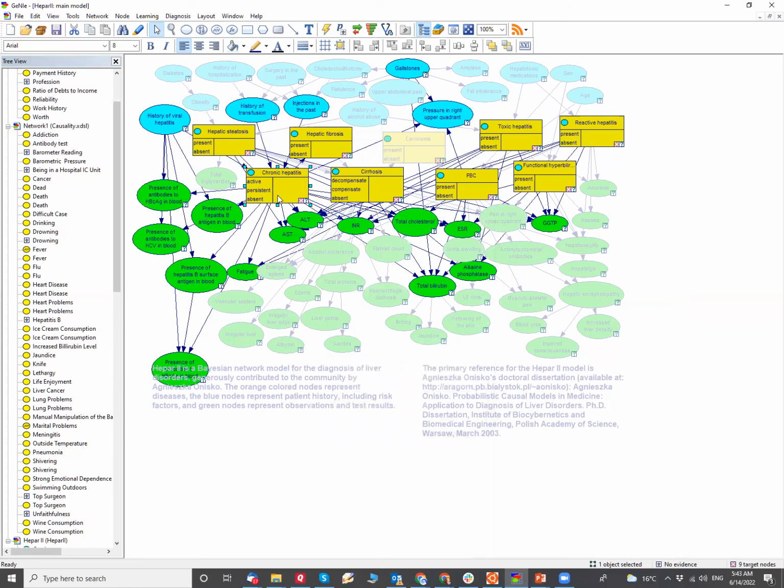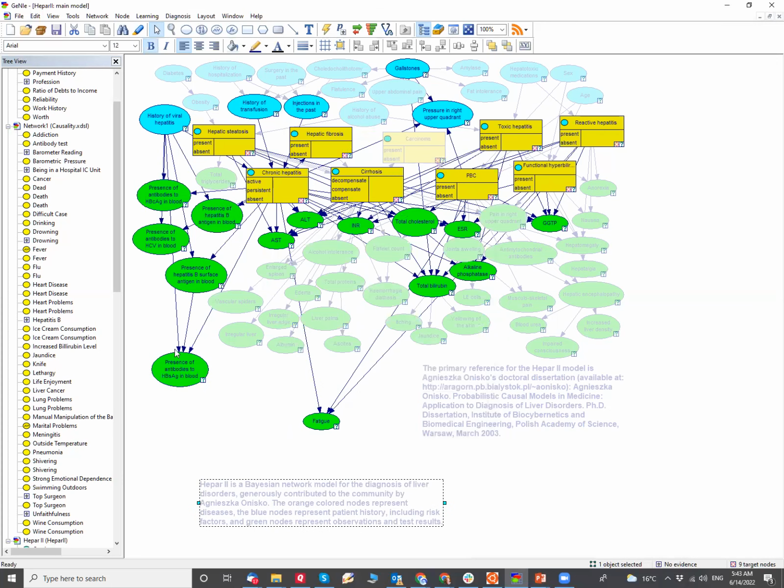Why? Well, you need parents. These parents, like history of transfusion, will make it independent of their ancestors, right? So you need all the parents. You need all the children. Let me see. Unfortunately, we only have one layer. We don't have children of the children here. So not a terribly good choice.